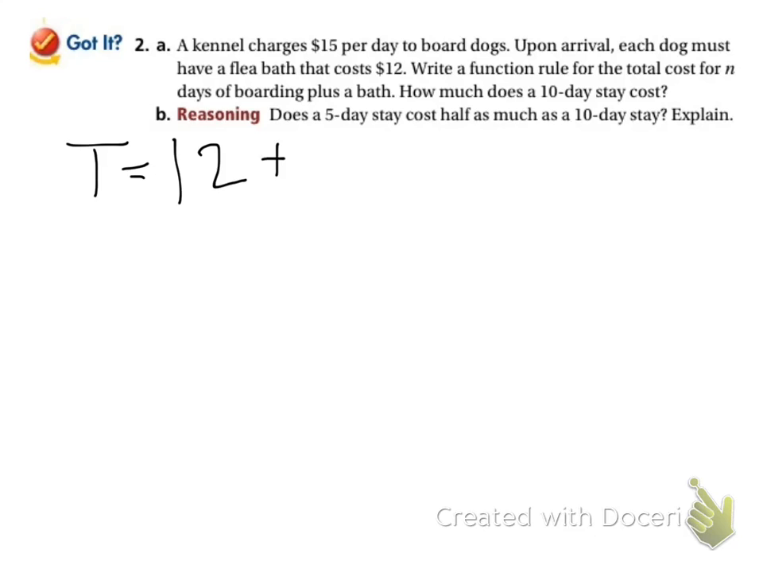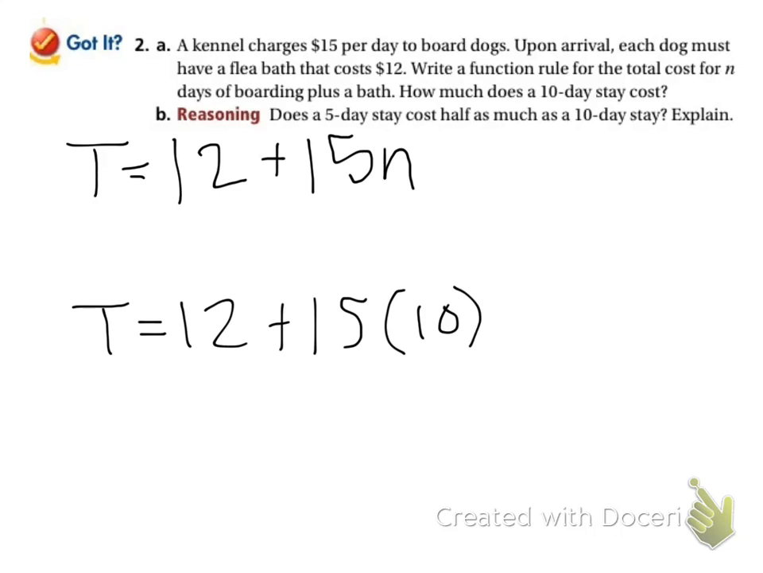So if we're just there for 1 day, that'll be 15. 2 days, that'll be 30. 3 days, that'll be 45. All I'm doing there, yes, I'm adding 15, but if we add 15 for a really long time, that's the same thing as multiplying. So 15n. And then it says, how much does a 10-day stay cost? So I'm going to plug in 10. So T equals 12 plus 15 times 10. That's 12 plus 150, which is 162. So it would cost $162 to stay for 10 days.